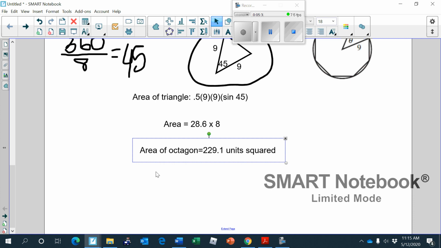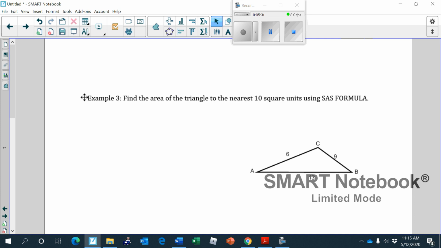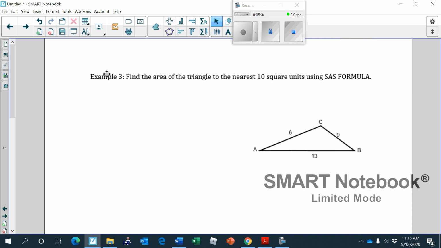All right, and then let's look at the last example that we have. This says find the area of the triangle, and again, to the nearest 10th. I think I did 10th, so let's write 10th here. So find the area of the triangle to the nearest 10th, using the SAS formula. Again, using the formulas that we just did.